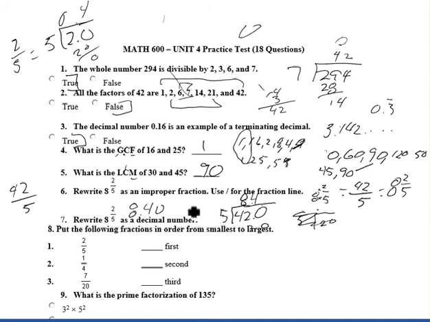Okay, number 8. Put the following fractions in order of smallest to largest. I think the easiest way to do this is to convert them all to decimals. And we already did this: 2/5 is 0.4.